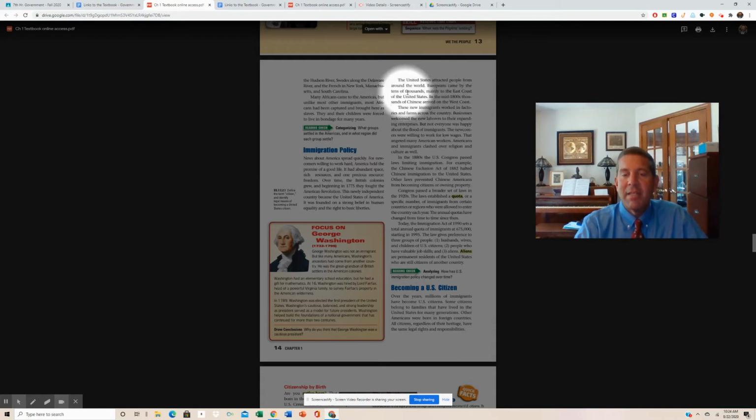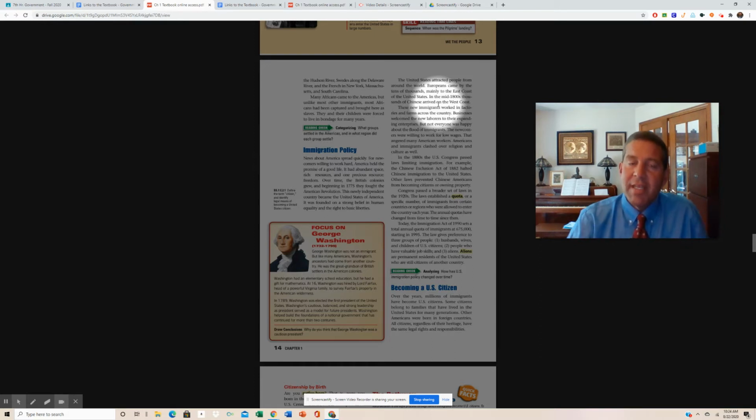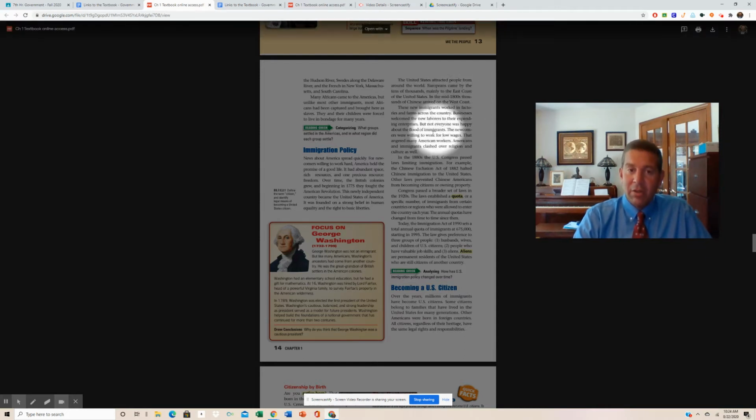Europeans came by the tens of thousands, mainly to the east coast of the United States. And then by the mid 1800s, thousands of Chinese immigrants arrive on the west coast. So we have immigrants to the United States once we become a country from all over the world, but especially from Europe in the early part of our country's history, and especially to the East Coast.